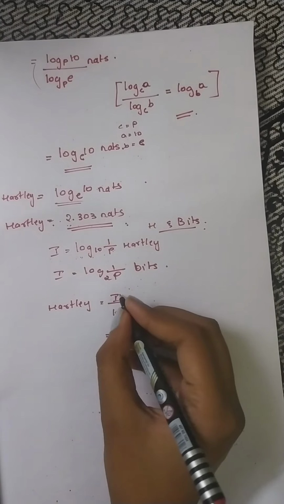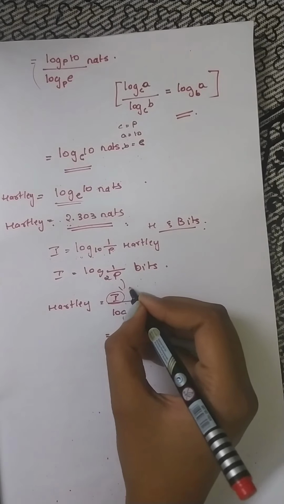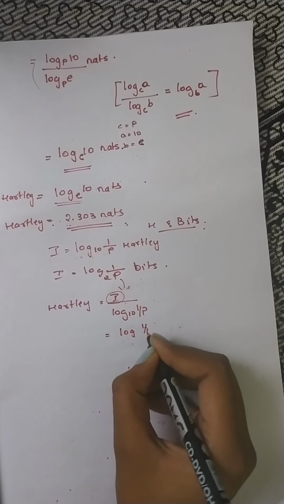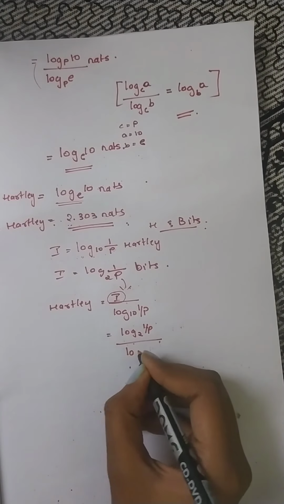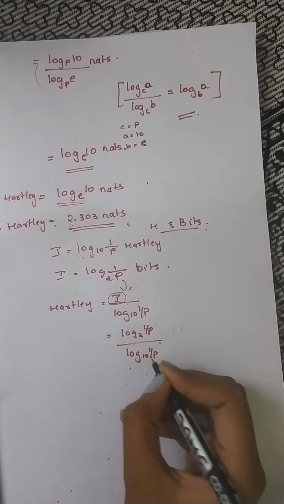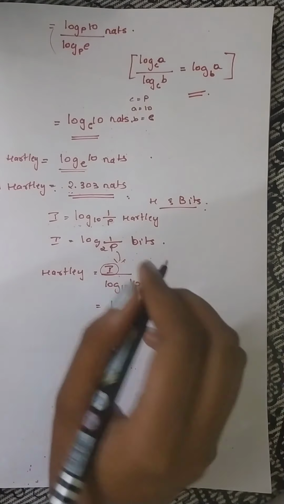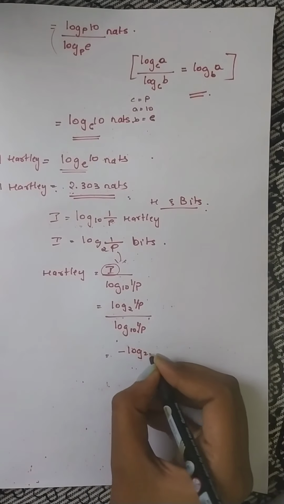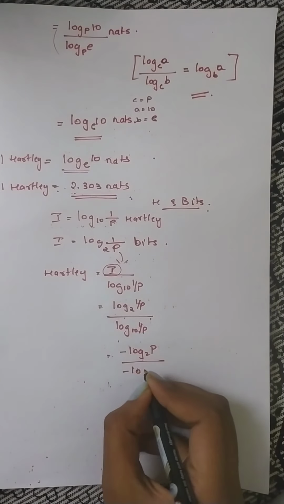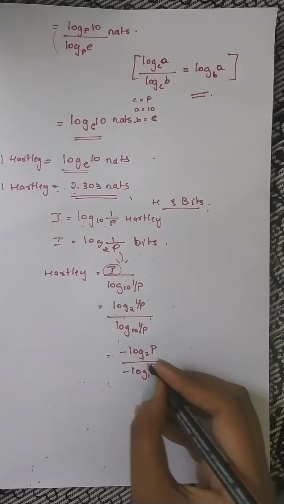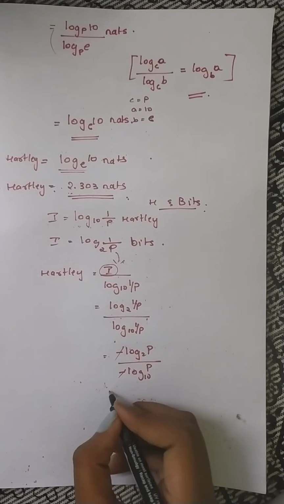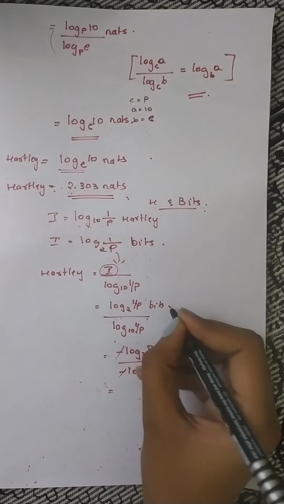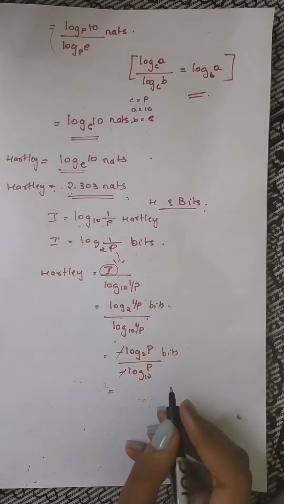Okay, now I can write, substituting for I, log 1 by P to the base 2, divided by log 1 by P to the base 10. Again I can rewrite it as minus log P divided by minus log P to the base 10. Okay, it gets cancelled. So here you will have bits.